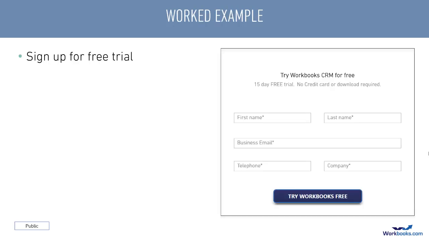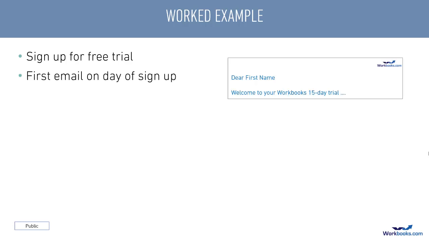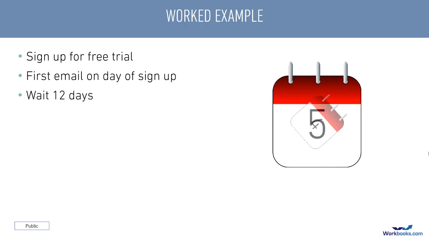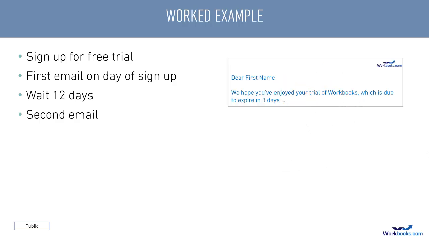In this video, we're going to work through a very simple example that uses a time delay between sending two email campaigns. Imagine that your prospects can fill in a form on your website to sign up for a free 15-day trial of your product. On the day they sign up, you want them to receive a welcome email. After that, you want a delay of 12 days before sending them a second email reminding them that their trial is due to expire.